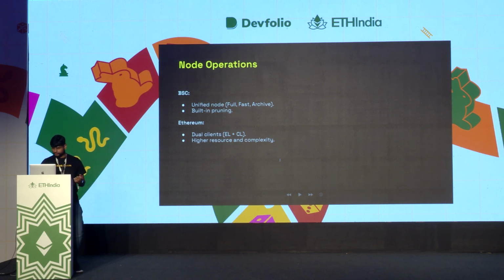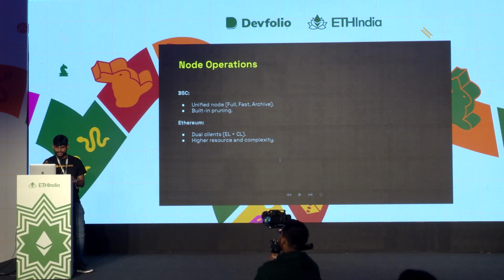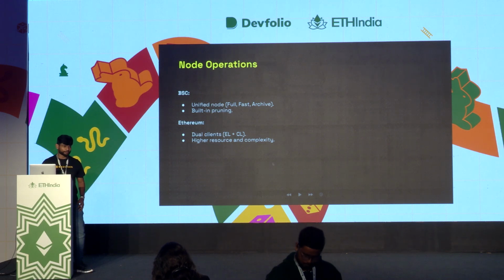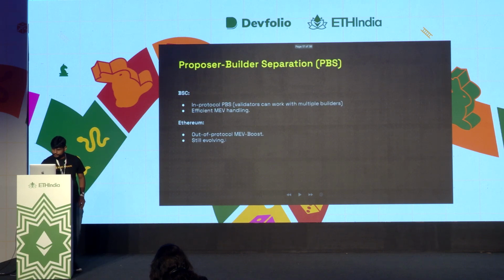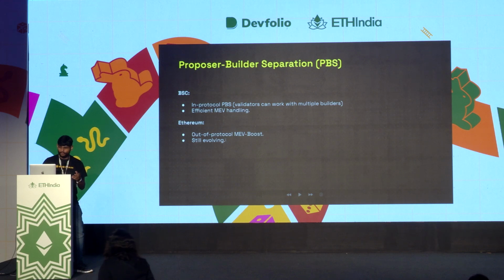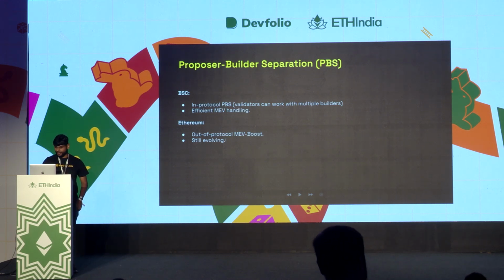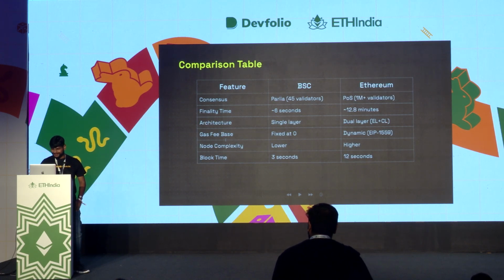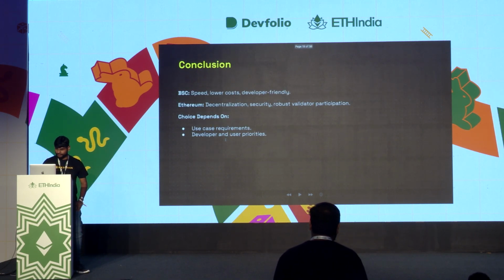When it comes to node operation, as we talked about the architecture before, if you are a validator or a node operator, because BSC has a unified node, it is slightly easier to set things up, and it also supports built-in pruning. In case of Ethereum, it is dual client, and it's slightly more complex to set things up. Then we talk about proposer builder separation, or PBS. In BSC we have in-protocol PBS, whereas in Ethereum we have out-of-protocol PBS. So yeah, this is the gist of all the comparison in this table.